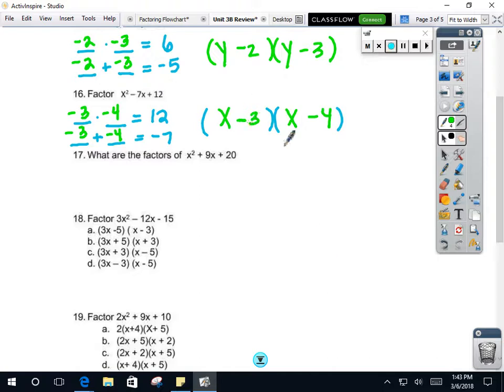All right, number 17. What are the factors of x squared plus 9x plus 20? Binomial or trinomial? Trinomial. What's the first thing they want to know? Does a equal 1? Yes. So you go straight into the bubble method, which means you look for the two numbers that multiply to equal your c value and add to equal your b value, which is 9.